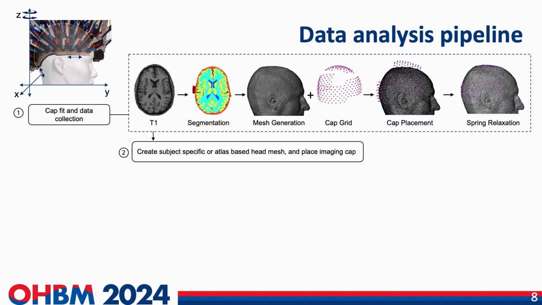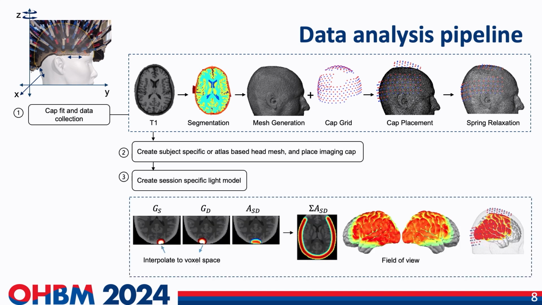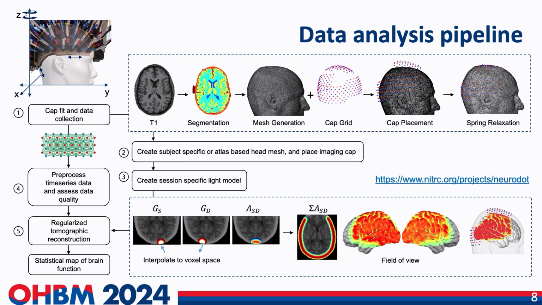Then we use the subject-specific anatomy or a standard atlas to generate a head mesh, which we then use to simulate the position of the optode array onto the participant's head. Then we construct a light model to estimate the trajectory the light takes while exposed to the surface of the head and make our statistical predictions of brain function.